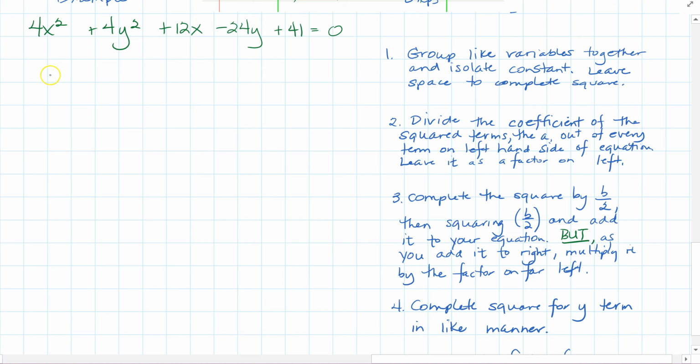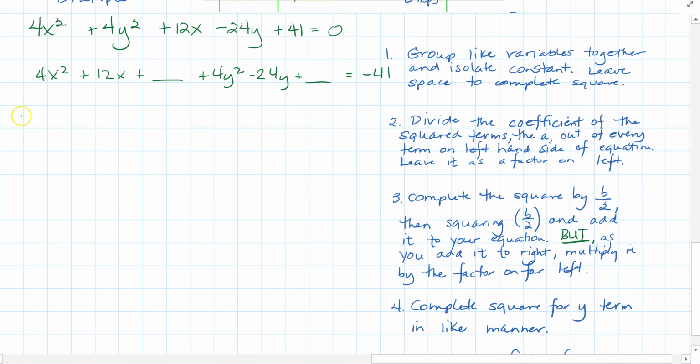So I'm going to say 4x squared plus 12x plus the I don't know plus 4y squared minus 24y plus the big blank is equal to negative 41. Now divide the coefficient of the squared terms, and the coefficient is a 4. Today it's a 4. Sometimes you'll have all different numbers, but whatever is the coefficient of the x will be the same coefficient with the y, and you'll divide that out and leave it to the left.